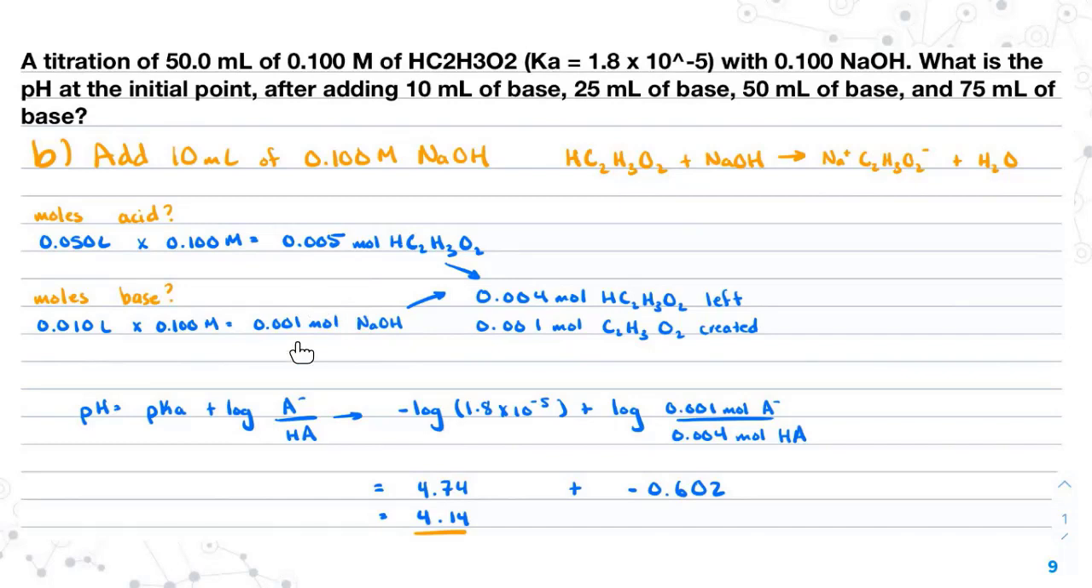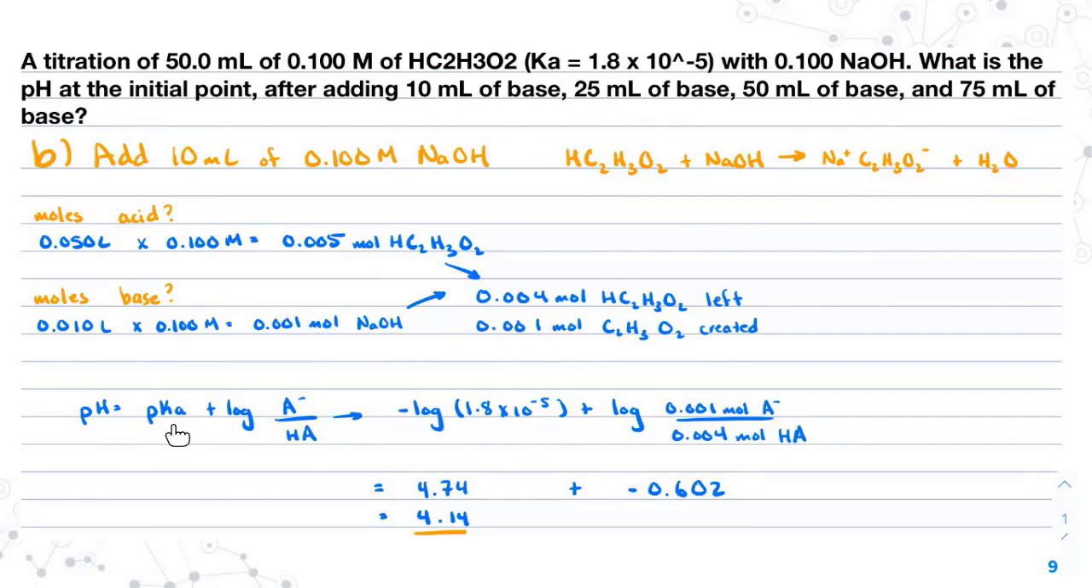So it looks like we run out of our base first. So we'll have 0.004 moles of acid left, and 0.001 moles of this conjugate base, which should have a minus sign over here, is created. So remember, we create it over here. And since we added some base in and we still have acid left over, we're within the buffer region. So we can use the Henderson-Hasselbalch equation.